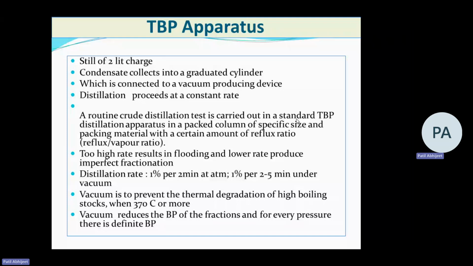So this particular vacuum is going to reduce the boiling point of the fractions, and for every pressure there is a definite boiling point. Okay, so for every pressure there is a definite boiling point. So we need to prepare the chart for that. What is the boiling point for a particular pressure? That's why initially we must know the true boiling point distillation, and once the true boiling point of that particular mixture is known, we are able to find what should be the boiling point for any particular fractions.